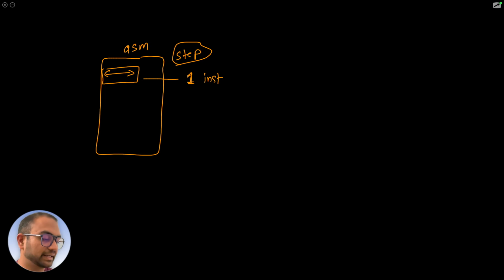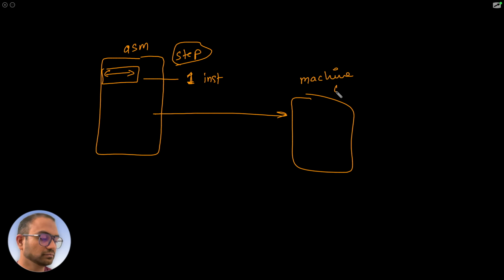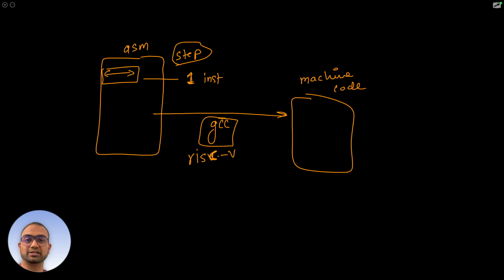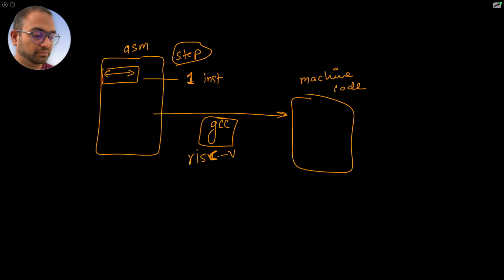And the second thing that we do is convert this into the machine code. We'll use our toolchain, the GCC for RISC-V. We'll use the GCC toolchain that we had downloaded in the previous lecture. So the idea is we go from some text to zeros and ones.